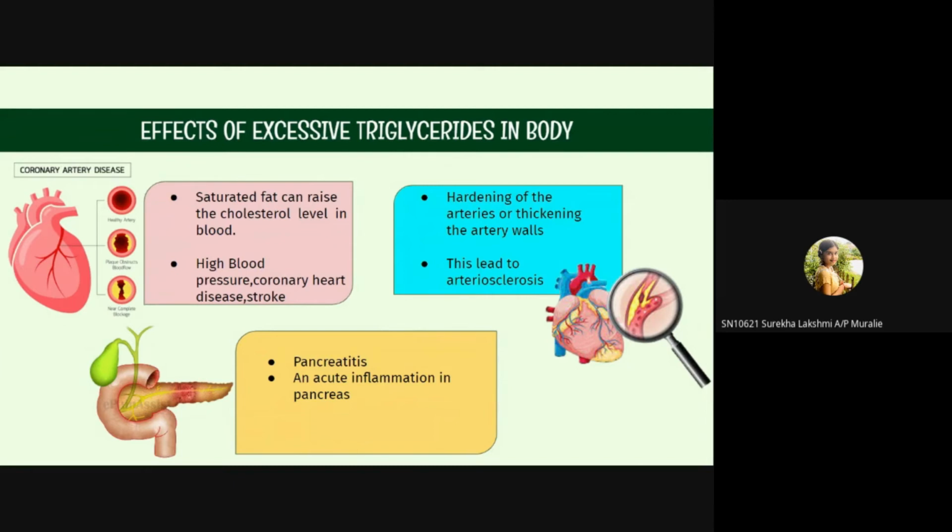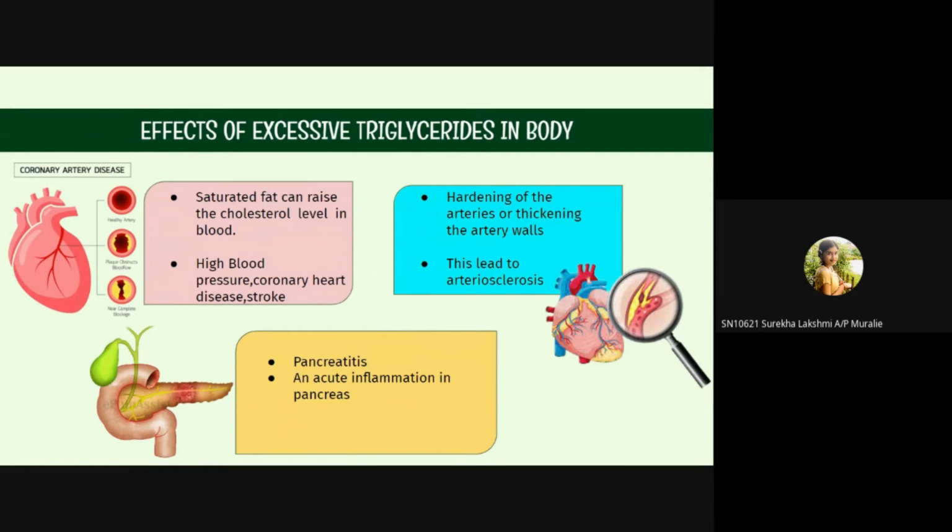Next, excessive triglycerides in the body can cause arteriosclerosis. Arteriosclerosis refers to thickening, hardening, and loss of elasticity of artery walls. This process will restrict the blood flow and lead to atherosclerosis. Atherosclerosis is caused by the buildup of fatty plaques and cholesterol. Eventually, it will cause coronary artery disease.